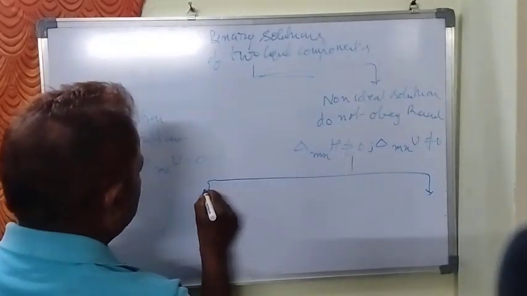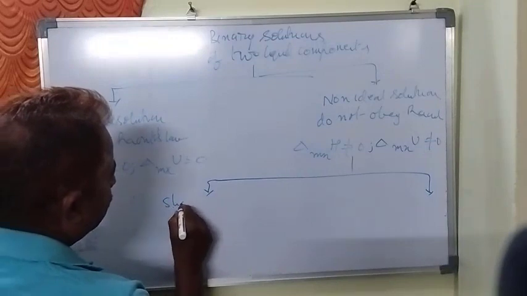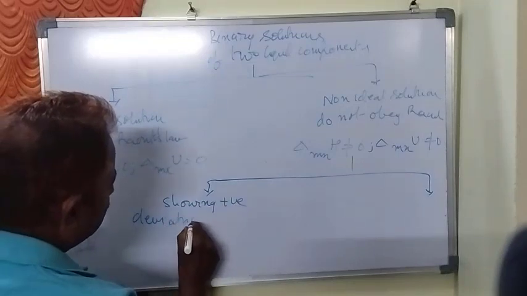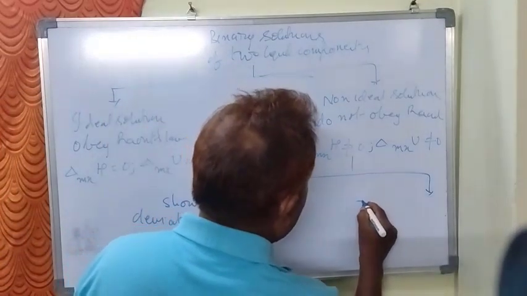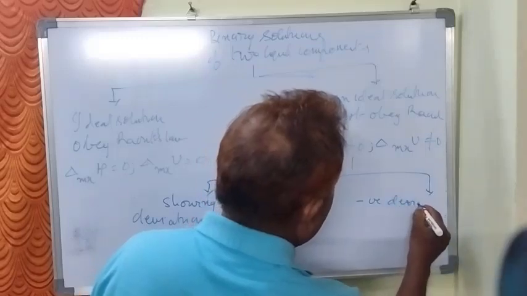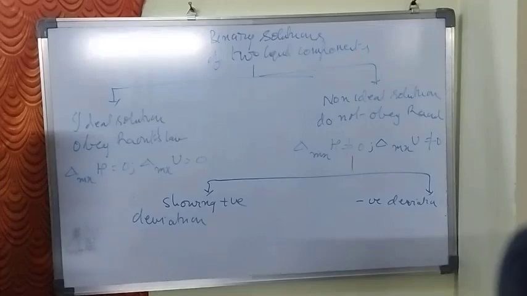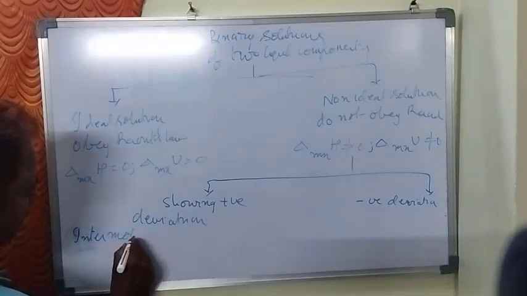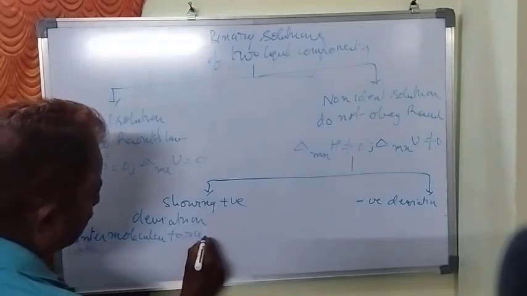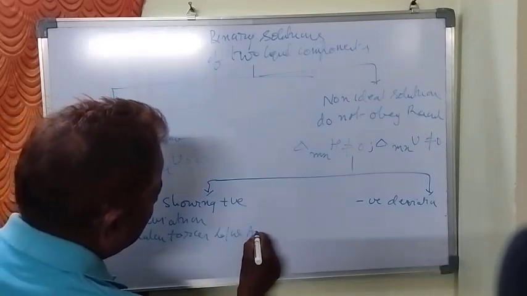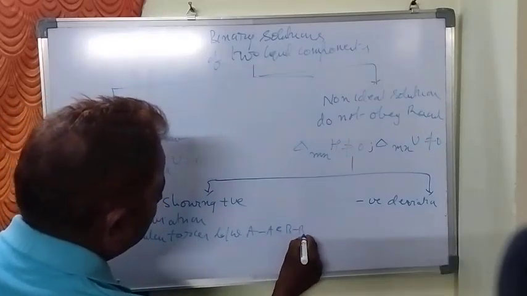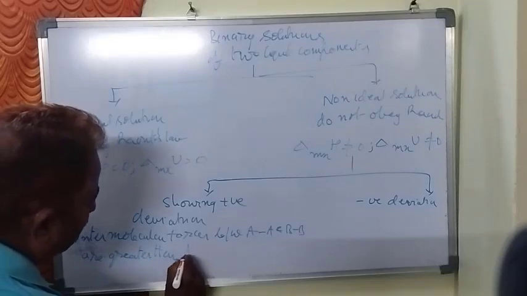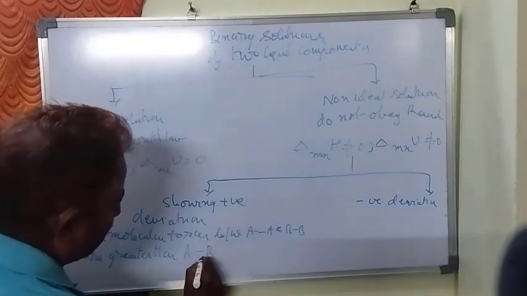Non-ideal solutions are of two types: non-ideal solutions showing positive deviation, and non-ideal solutions showing negative deviation. Positive deviation means the intermolecular forces between AA and BB are greater than the intermolecular forces between A and B.